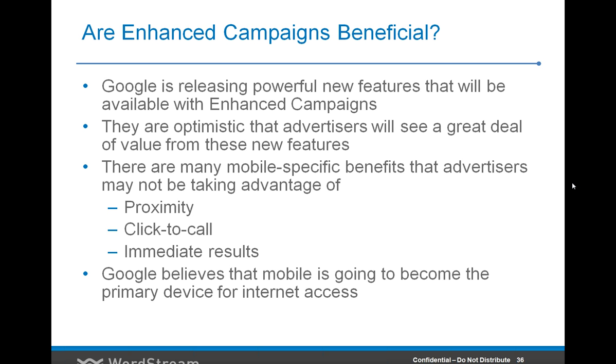Searches made on mobile devices have unique benefits compared to searches made on desktop devices. Elements like search proximity, the click-to-call function, and immediate results are all what distinguishes mobile searches from desktop searches. As searchers want their information faster and faster, these elements are becoming increasingly more valuable. But the core motivation for this change, as we've mentioned before, is that Google really believes that mobile devices are going to become the primary device for Internet access.